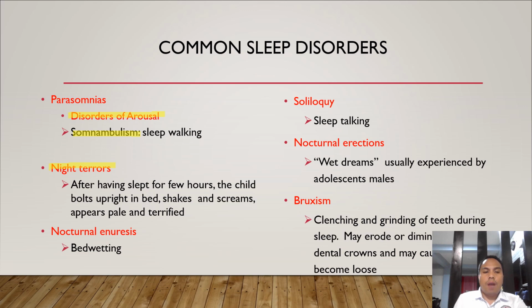Okay? We have nocturnal enuresis. Nocturnal enuresis, that is bedwetting. We have soliloquy, or guys, that is sleep talking. We have nocturnal erection, that is wet dreams, usually experienced by the adolescent male. And then we have bruxism, that is clenching and grinding of teeth during sleep.